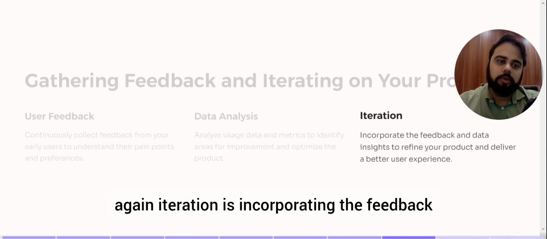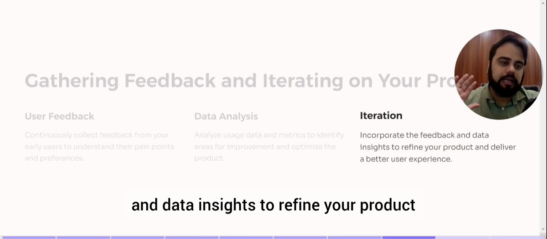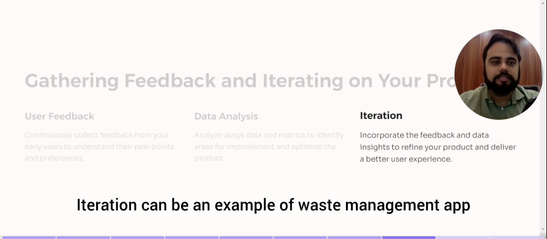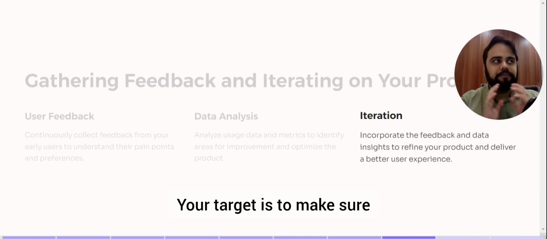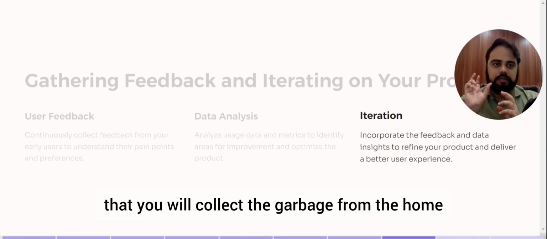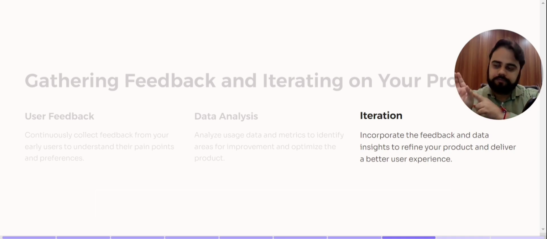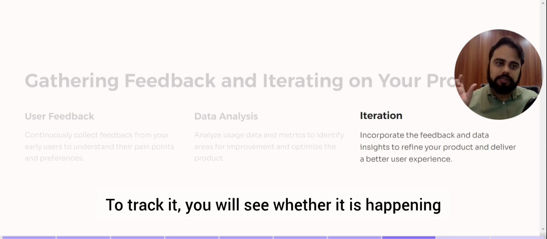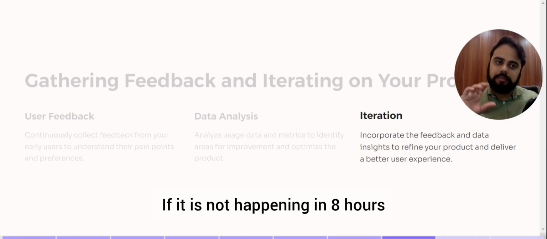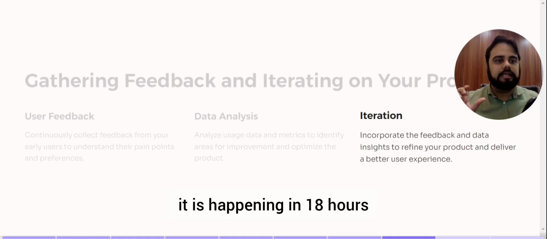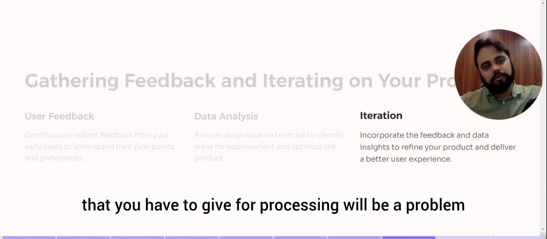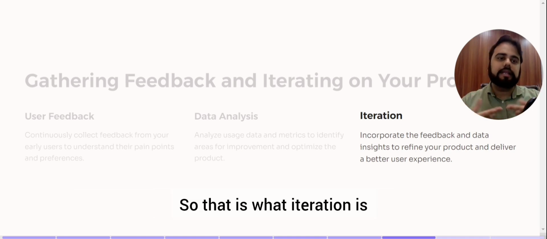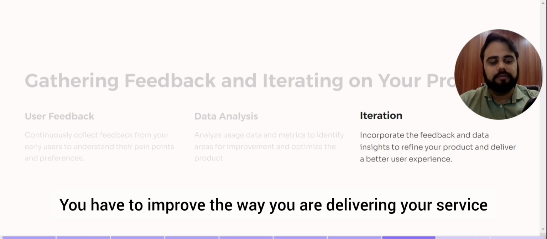Iteration, again iteration is incorporating the feedback and data insights to refine your product and deliver better user experience. Right? An example of iteration could be, like I was talking about the waste management app. Your target is to make sure that whatever garbage there is, you will collect from the home and it will be sent to the dump yard within 8 hours. To track it, you will see whether it is happening in 8 hours or not. If it is not happening in 8 hours, it is happening in say 18 hours, then that 10 hours gap, which you have to give for further processing, will be a problem, right? That again you have to improve. So that is what iteration is. You have to improve the way you are delivering your service.